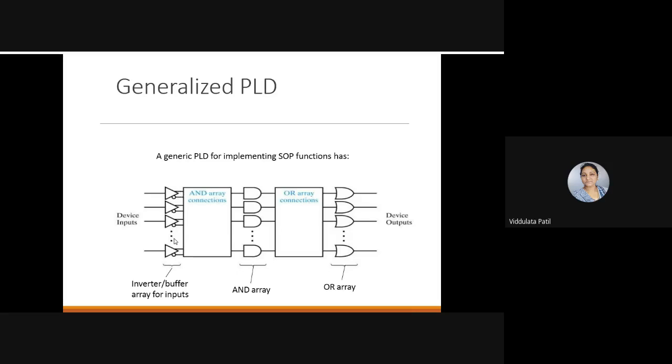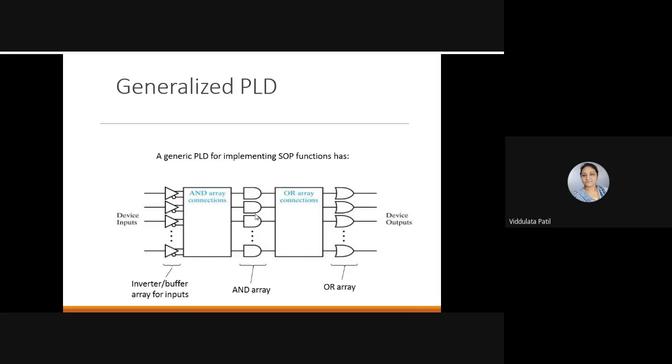Okay, so that means here for each of the inputs we can have two logic levels, that is 0 and 1. Now the array means the number of AND gates that are connected in the circuitry. So here AND array connections will be present. And as we have n number of inputs, we will get 2 raised to n number of outputs. So 2 raised to n number of AND gates will be required to get these outputs.